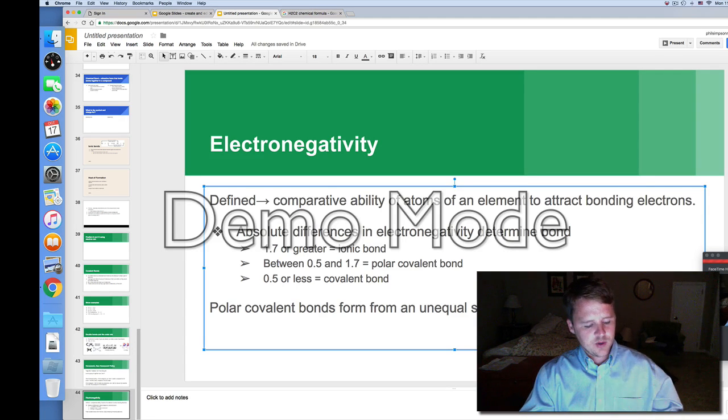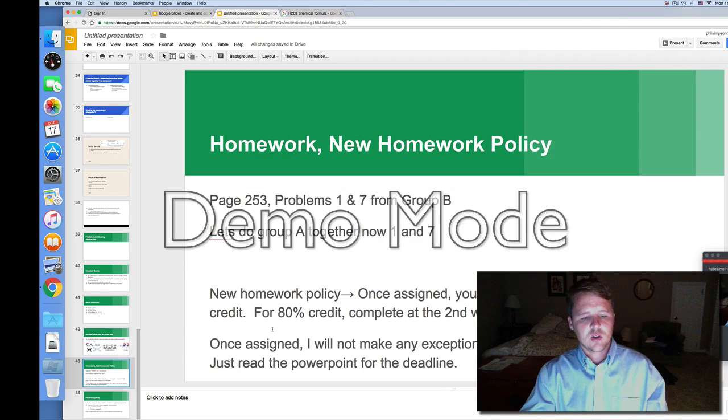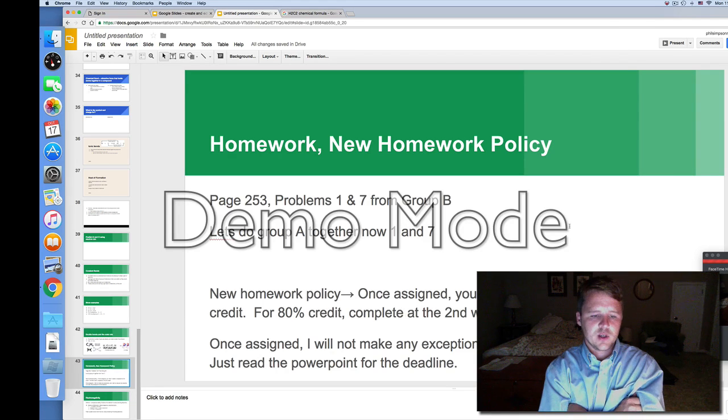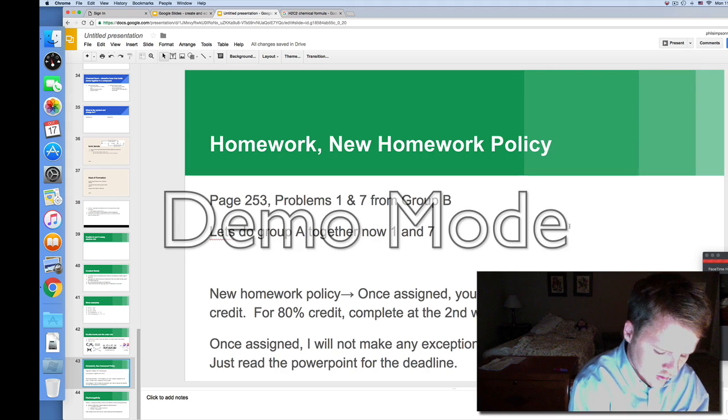So this will help you do Group B, number 7, which is part of your homework. So page 253, problems 1 and 7 from Group B. We can do Group A together now, but it's just straight from the answers. So 1 and 7 will help you.